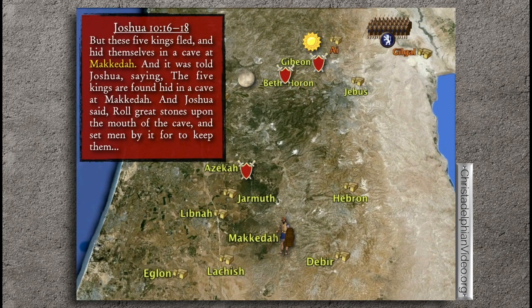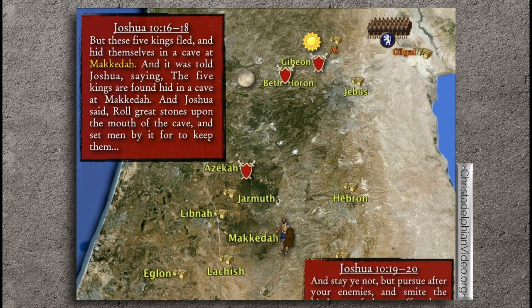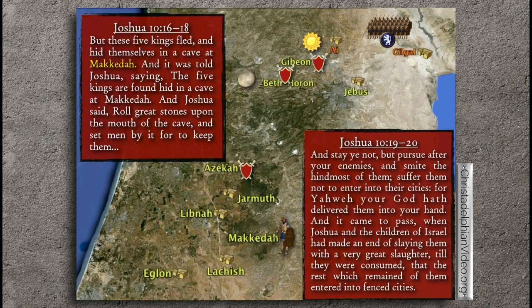Joshua chapter 10, verse 16, these five kings fled and hid themselves in caves at Makkedah. And it was told Joshua, saying, well, look, they've gone and hidden in caves. It's okay, no problem. Just pin them down there. Roll some great stones over the mouth of the caves so that they can't get out. And that's exactly what they do. They go and they roll these stones over the mouths of the caves, and they say, don't stay, pursue after your enemies, smite the hindermost of them, suffer them not to enter into their cities, for Yahweh your God hath delivered them into your hand. And so that's exactly what they do.